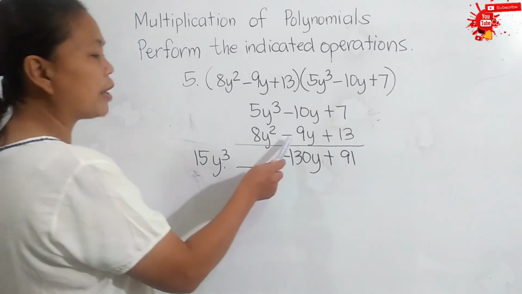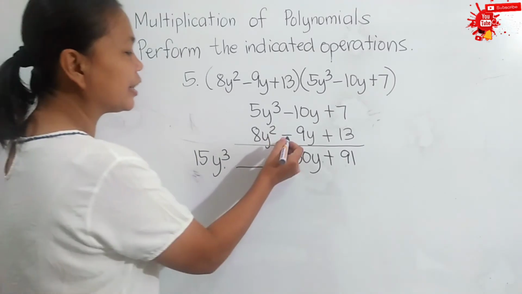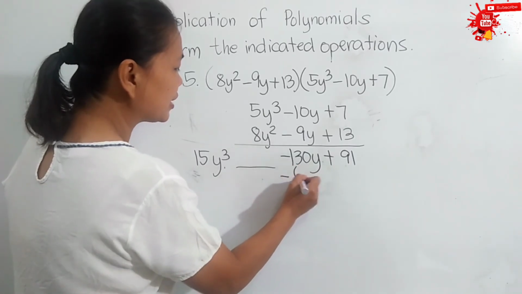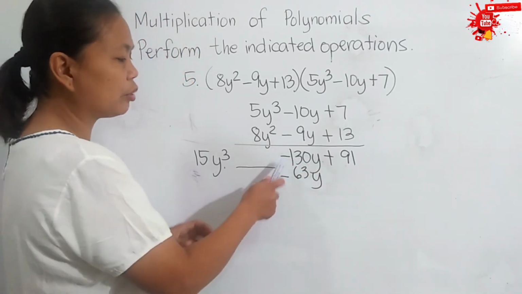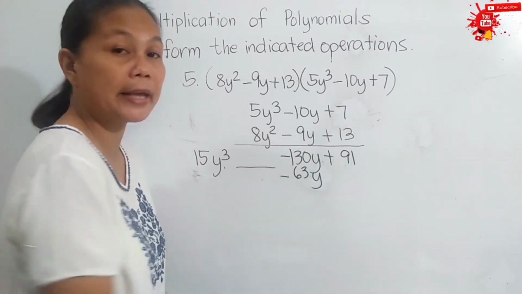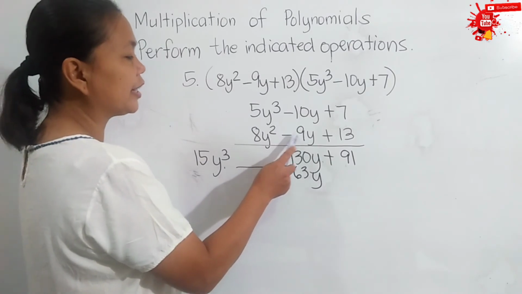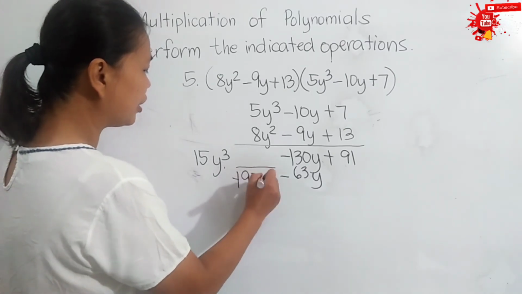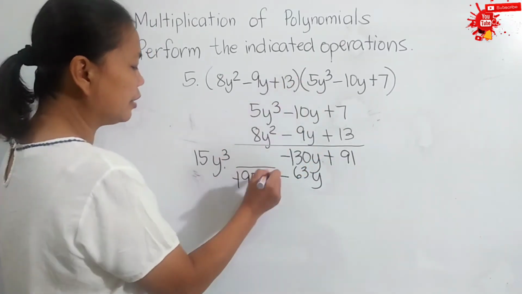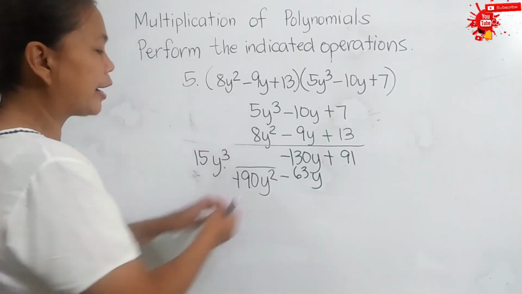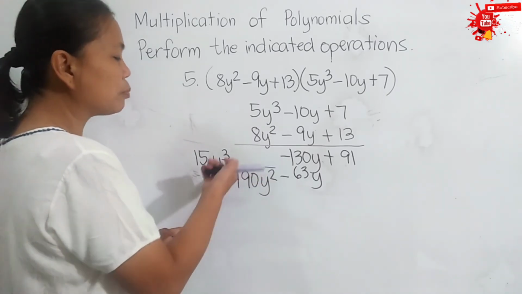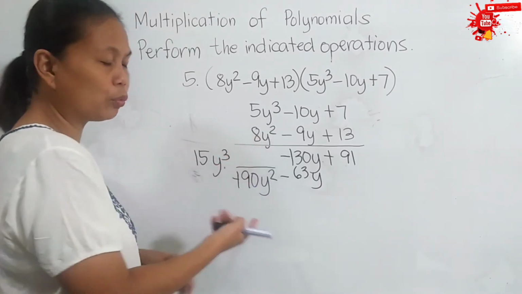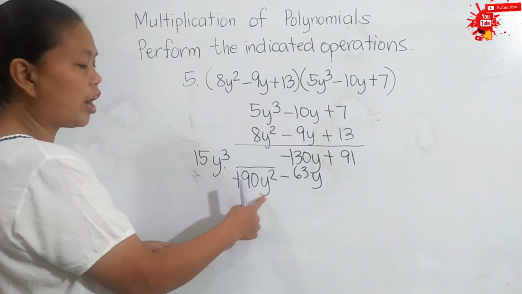Okay? Now let us multiply negative 9y. So negative 9y times positive 7. So we have negative 63y. So we will align it with negative 130y because they are similar terms. Then we have here negative 9y times negative 10y. So we have here positive 90y raised to 1 plus 1. So we have 2. So we will write it vertically below the blank because this blank is reserved for the term with the degree of 2. So that's why we align it with positive 90y squared.